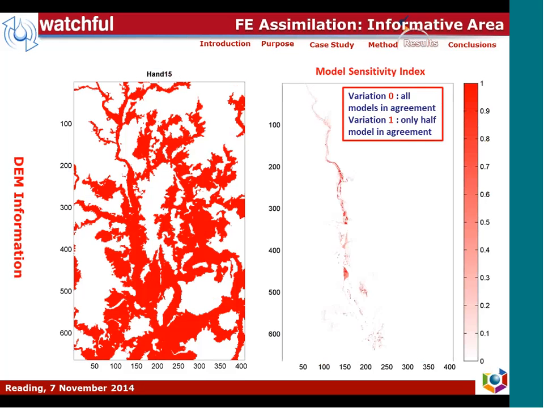And also, we used the model to further reduce the number of observation points, because in all those areas where the model runs agree, so for example, all models say that a given pixel is flooded, or they all agree that it's not flooded, the data assimilation will in this case not make a difference. So we restricted the analysis to those areas where there's a disagreement between the different ensemble members.